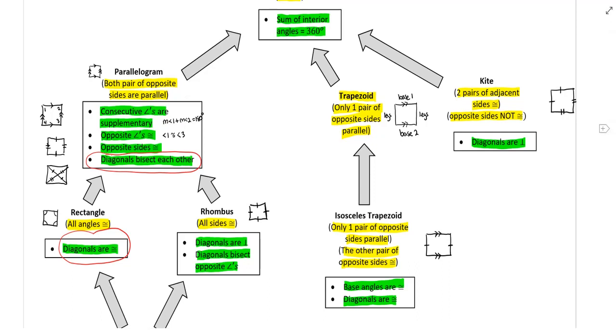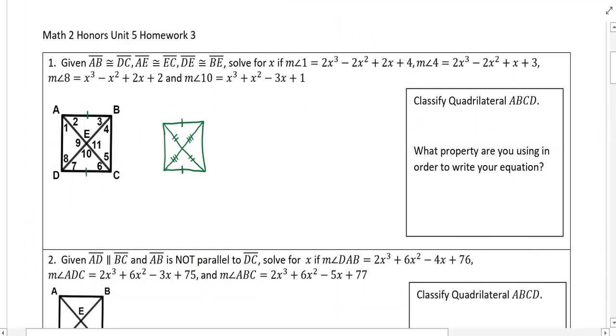The only other thing that we're given is that AB is congruent to DC, but that's something we would already know. If it were a parallelogram, one of the properties of a parallelogram is that opposite sides are congruent. So that information doesn't give us anything else. So I'm going to classify this as a parallelogram because we have diagonals bisecting each other, and that's enough to prove that it is a parallelogram.